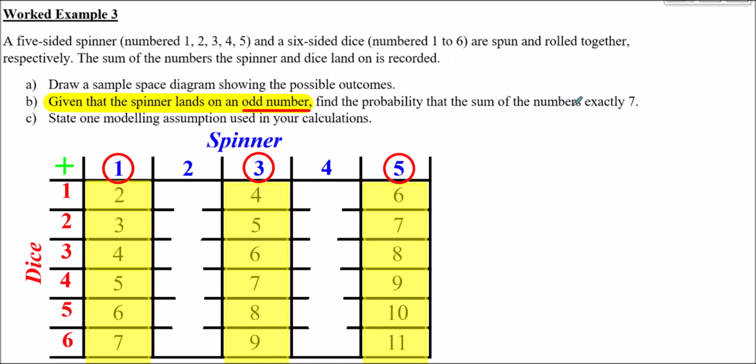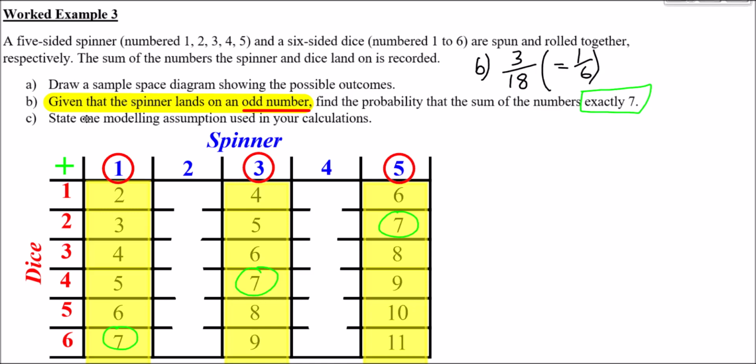So which of these sum up to be exactly 7? Well, we've got a 7 here, a 7 there, and finally a 7 there. So the probability of the sum being exactly 7, given that it's an odd number on the spinner, is actually 3 out of the total. So that's going to be 3 over, we've got 1, 2, 3, 4, 5, 6 times by 3 columns. So it's 3 over 18, which, if you wanted to simplify, is 1 over 6.